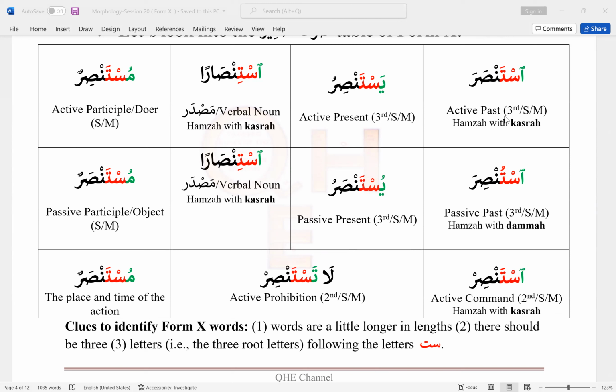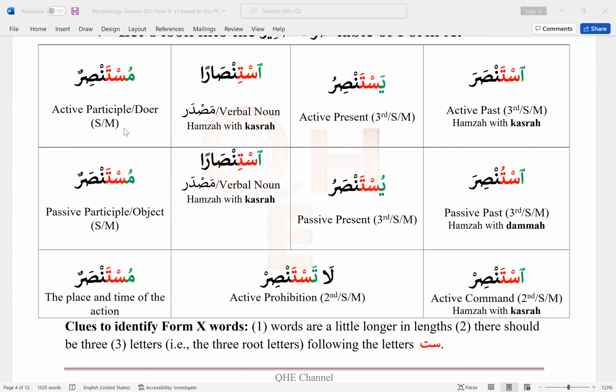Active past tense for third person singular male, istansara. Over here, the Hamzatul Wasl will have a kasra. Active present tense for third person singular male, yastansiru. Then masdar, istinsaron. Okay, in this case, the Hamzatul Wasl also carries kasra.